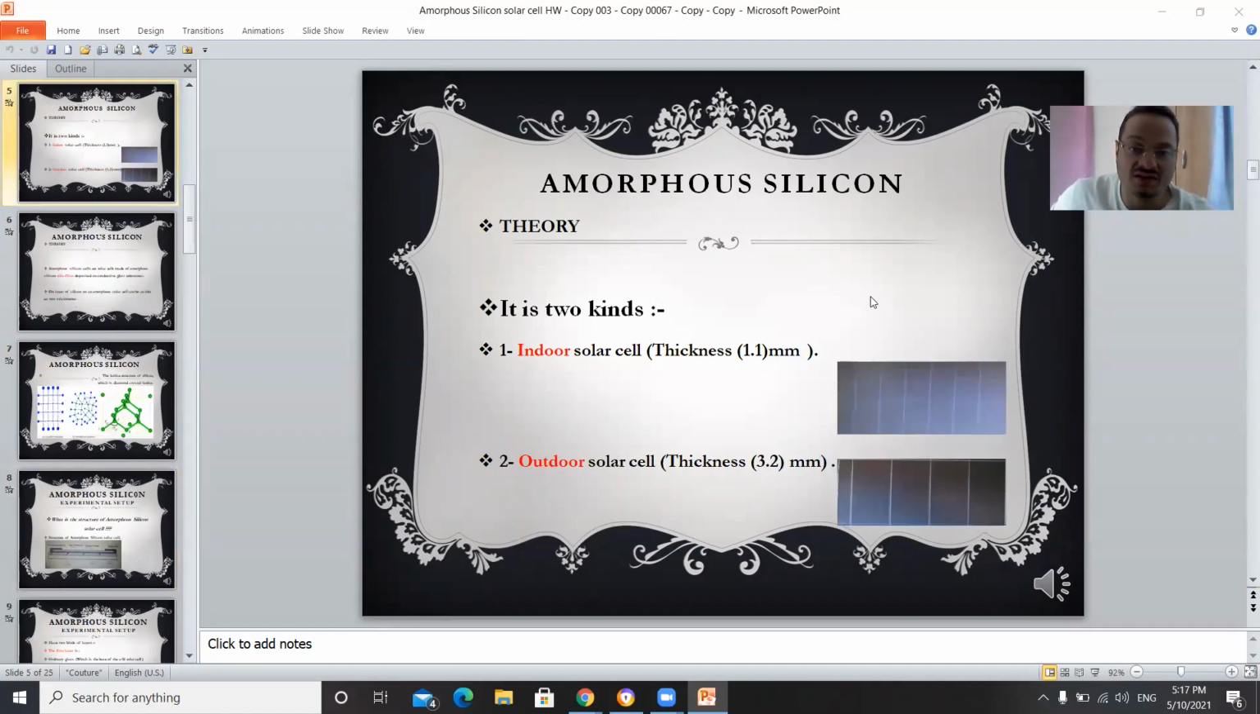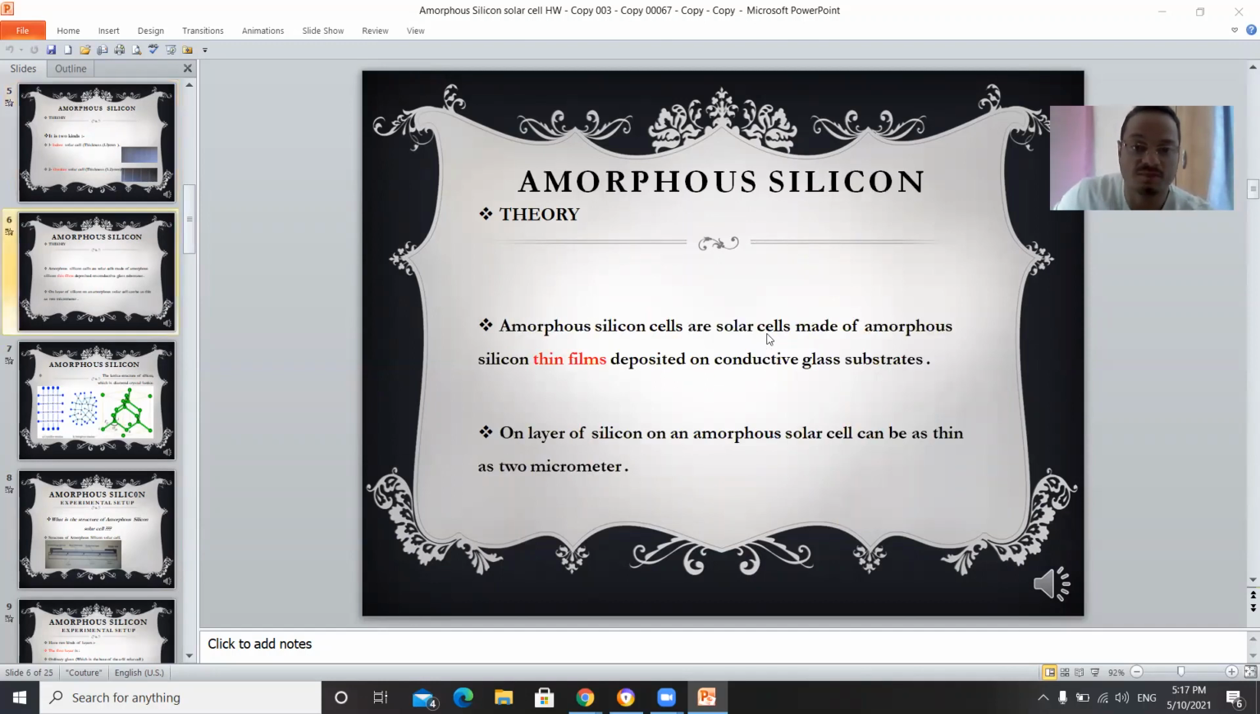There are two kinds. The first one, the indoor solar cell, has a thickness of 1.1 millimeters. The second kind, the outdoor solar cell, has a thickness of 3.2 millimeters. The difference between them is 2.1. Outdoor is bigger than indoor.